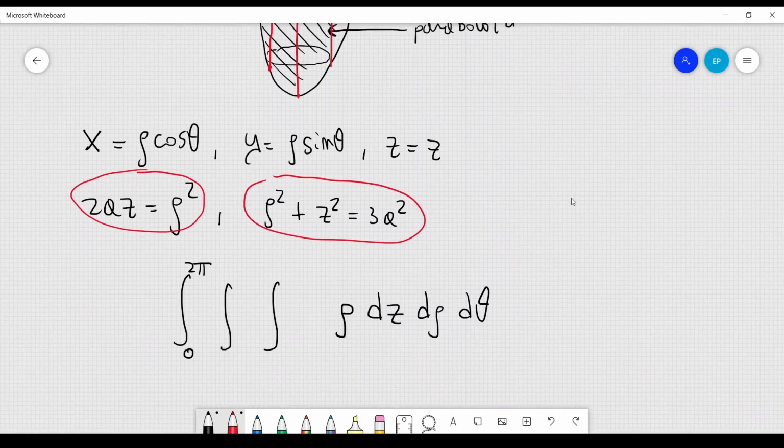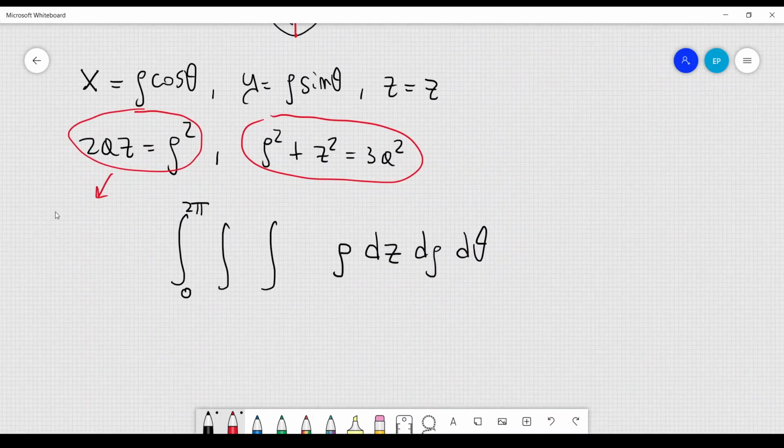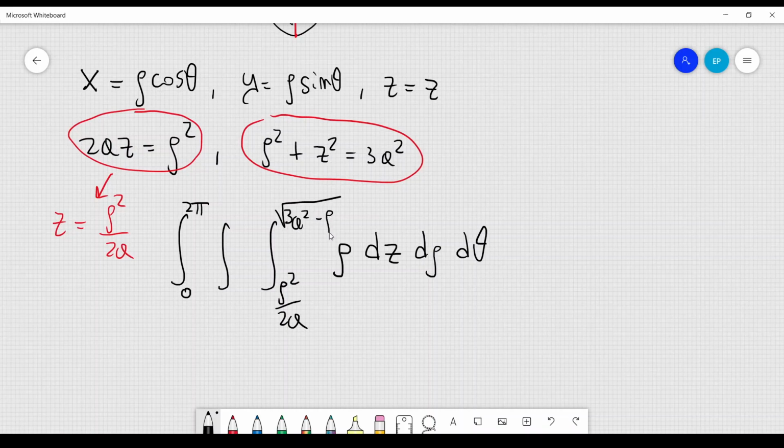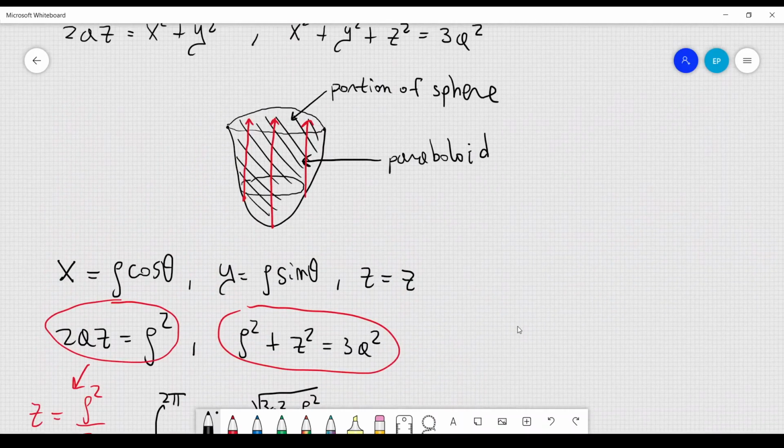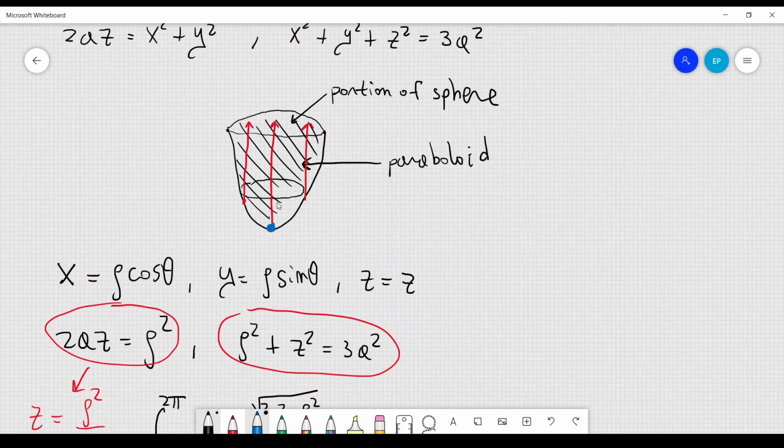So we have to use these two equations. We start from the paraboloid, so from this equation here, we can obtain z equal to rho squared over 2a. So the integral over z starts at rho squared divided by 2a, and it goes all the way up to square root of 3a squared minus rho squared, which is something that you can obtain from here if you find the expression for z. Whereas, what about rho, the limit for rho? Well, rho will go from 0 because at the origin rho will be equal to 0, because remember, rho is the distance of the points contained inside this paraboloid from the axis of the paraboloid, which is also the z-axis.